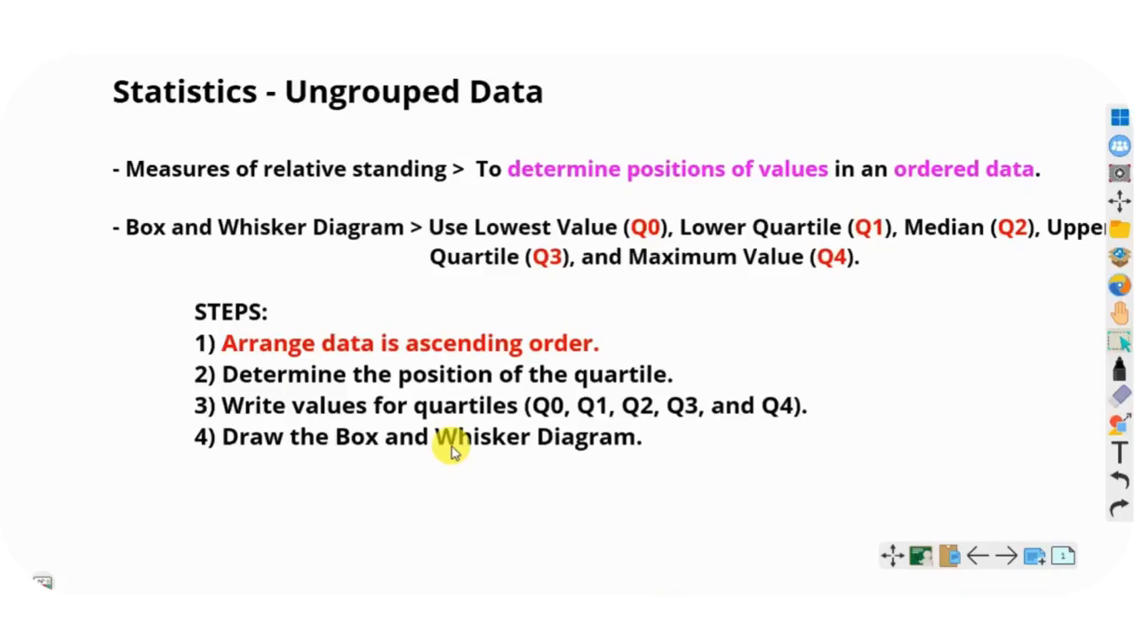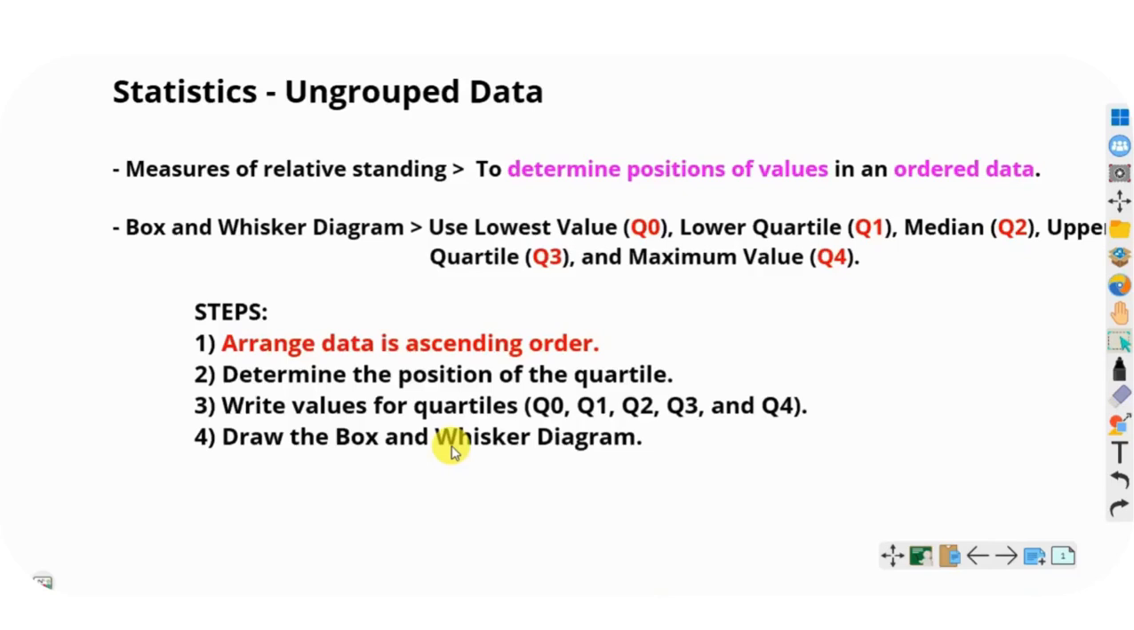Today we are looking at statistics, specifically ungrouped data. Remember I mentioned in part one that ungrouped data is raw data as you get it from the source. It is not yet grouped and tabulated. So we will be looking at measures of relative standing.